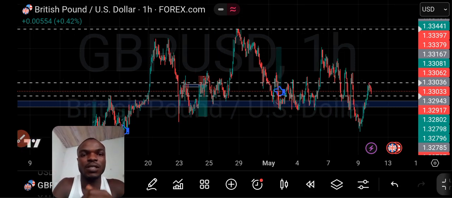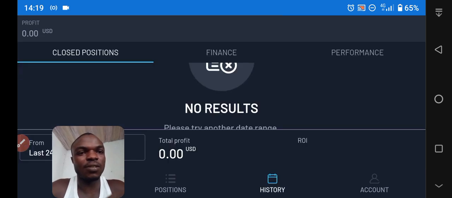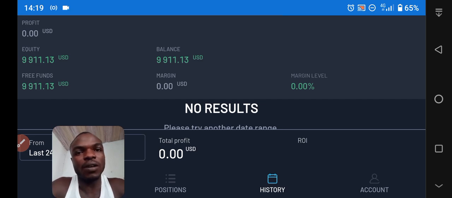I did not see any other opportunity in the market this week. So let's go straight to the account and see how much we are left with. All right, guys, here we are on the 10K account. As you can see, I did not get any opportunity in the market this week, so we are still left with the same balance. We'll come again and do our things next week, and I will update you on how next week goes.